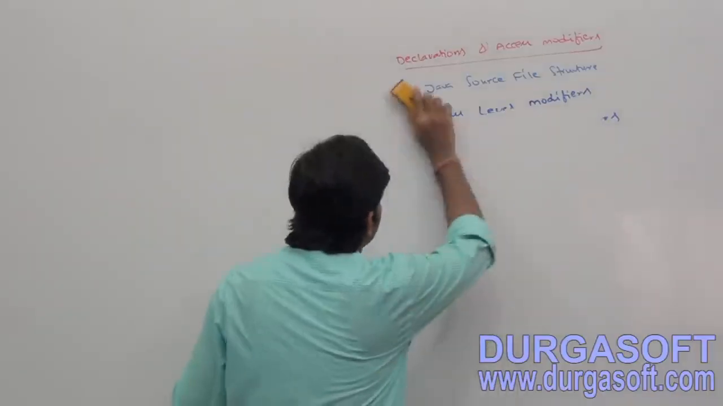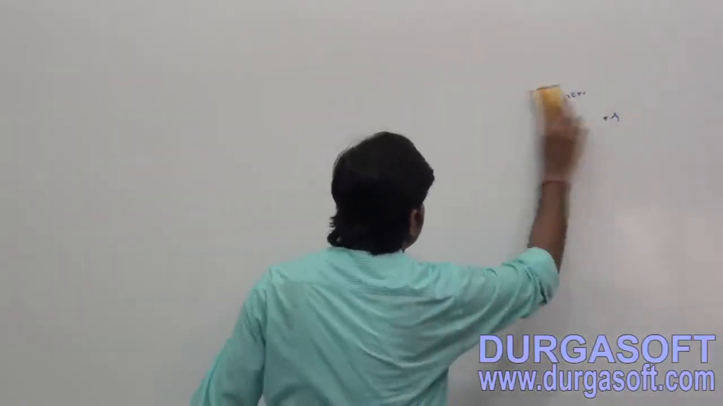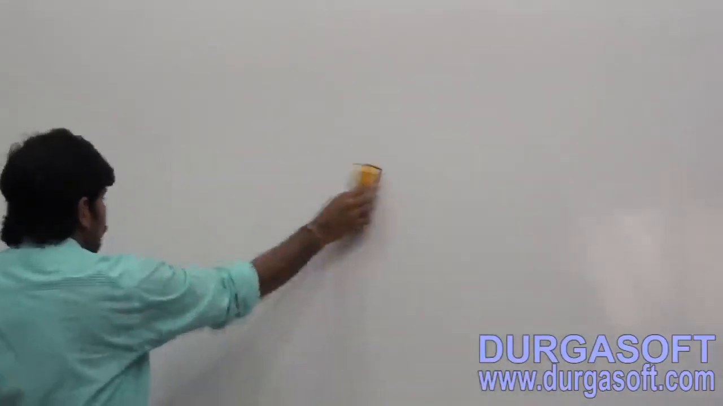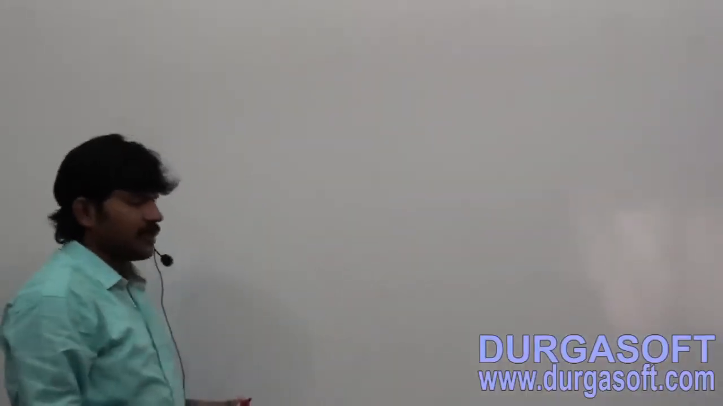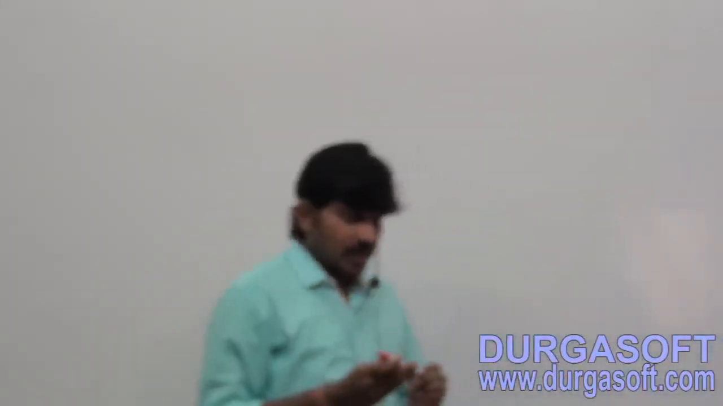Now keep the subheading: Java source file structure. Just observe the first important conclusion. Can you tell how many classes a Java program can contain? Is it only one class or any number of classes? Any number of classes, right?